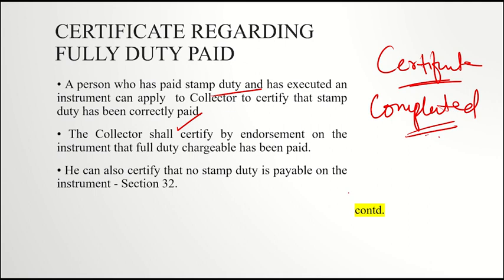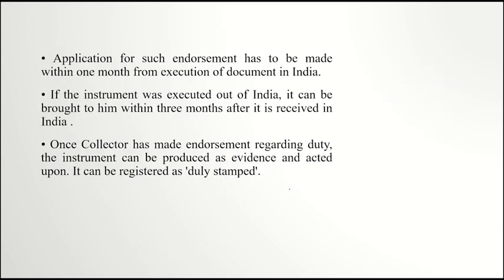So here what is very important is that the collector is the person who is having the authority, and he can also certify that no stamp duty is payable on the instrument. Suppose there is no stamp duty payable, he can also make that particular endorsement. So the application for the endorsement should be made within 1 month from execution of the document in India. So 1 month is the time within which you must go to the collector.